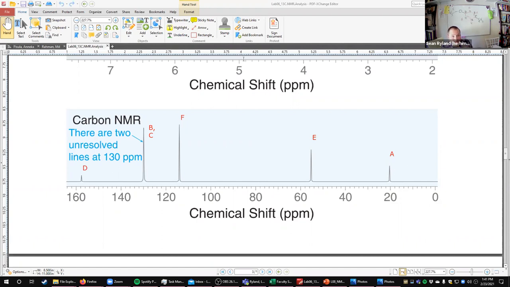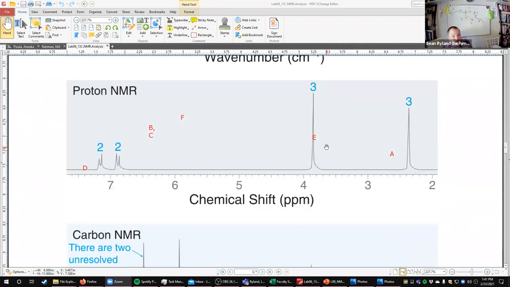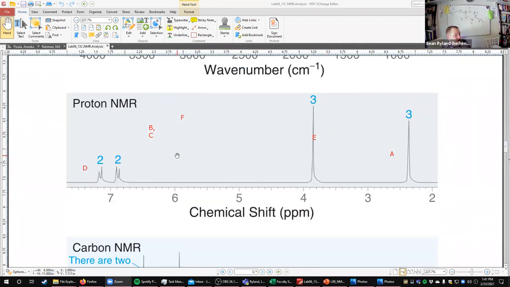Casey? Yeah, I was going to ask, what would this look like as far as the proton NMR? So, okay, if we wanted to look at the proton NMR, we can do the same thing, except we're going to want to label the distinct hydrogens, not the distinct carbons.